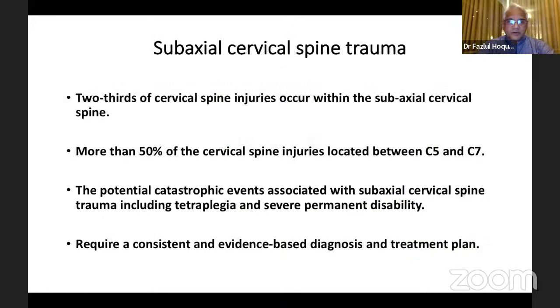So before going to all these things, subaxial cervical spine trauma is one half of cervical injuries. And as you know, C3 to C7 is the subaxial area. About 50% of these injuries happen between C5 to C7. This injury is potentially catastrophic, associated with tetraplegia and severe permanent disability. So a definitive, evidence-based diagnosis and treatment planning is a crucial issue.